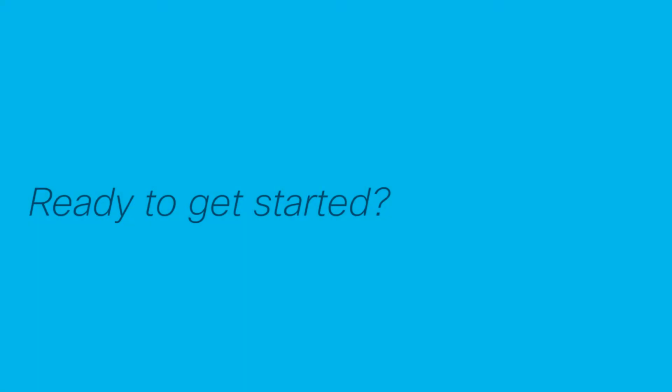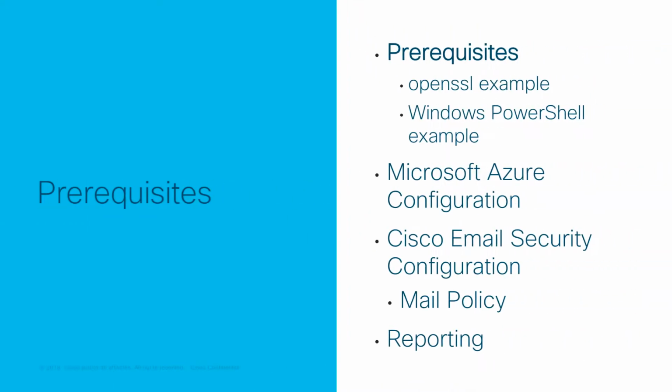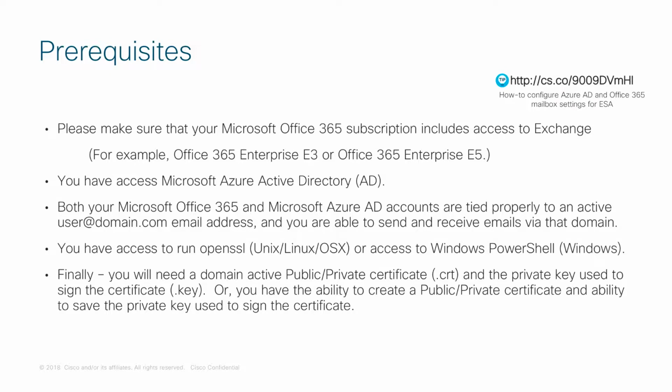Let's get started and see how this is configured. First, we need to review the prerequisites. Make sure that your Office 365 subscription includes Exchange and that you have the ability to log in and manage Microsoft Azure. You will also need to be able to run either OpenSSL or Windows PowerShell. And last, you'll need a certificate and a private key in order to complete the configuration.